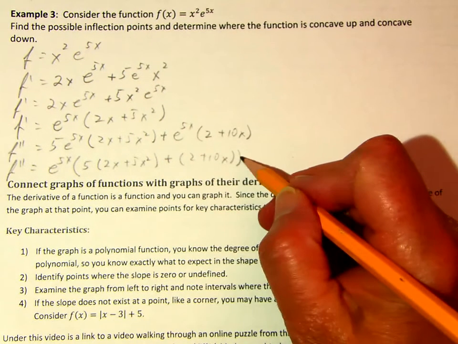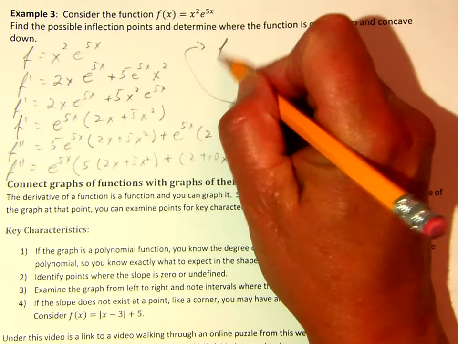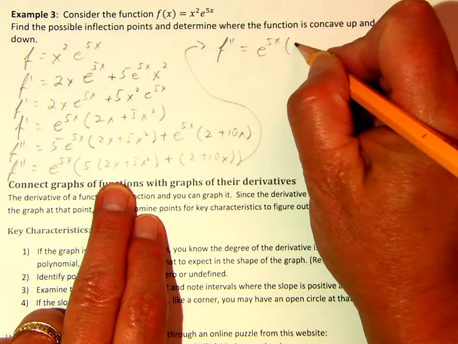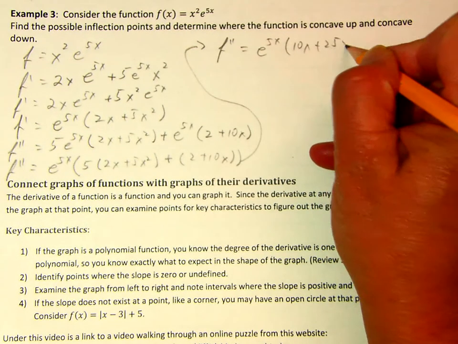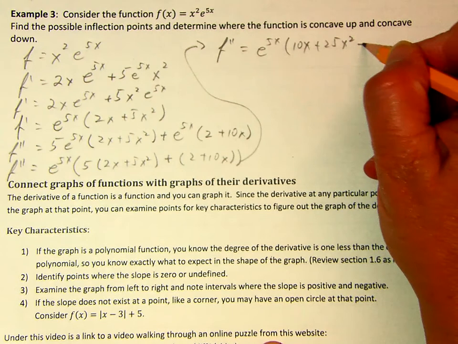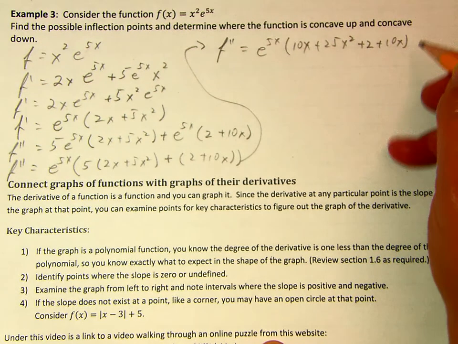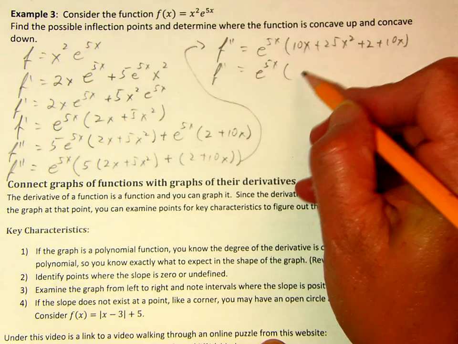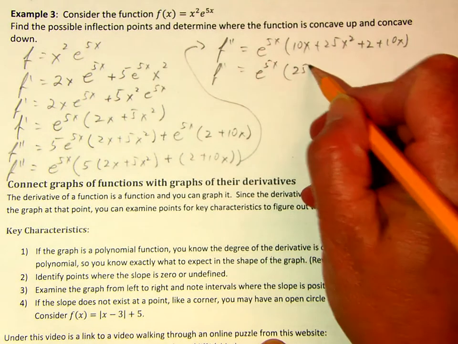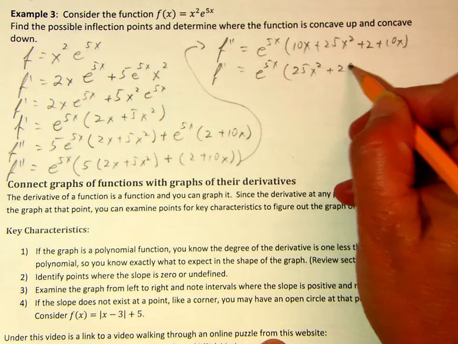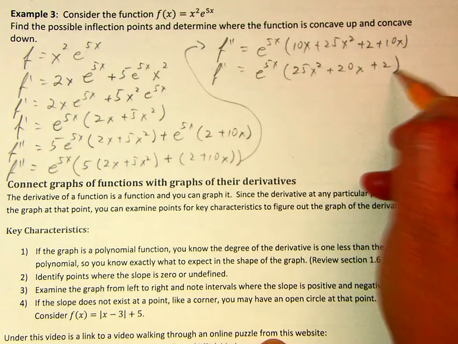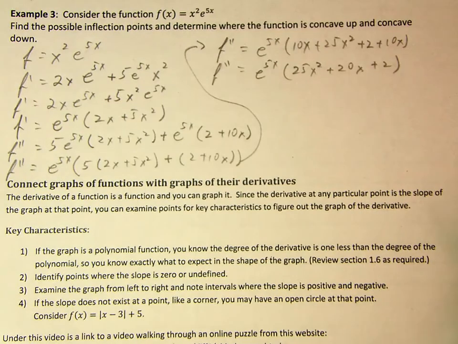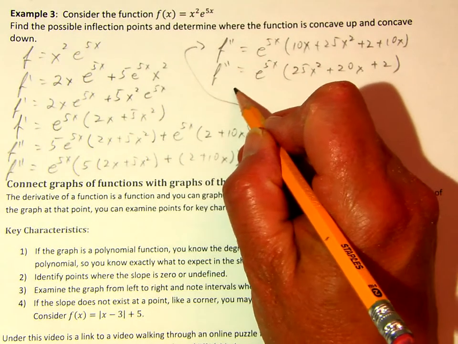And we'll go ahead up here. So I'm going to distribute the 5 first, and then I'm going to simplify this as much as I can. So I've got 25x squared plus 20x plus 2. And now I'm ready to find my critical numbers, and that would be setting this equal to 0.